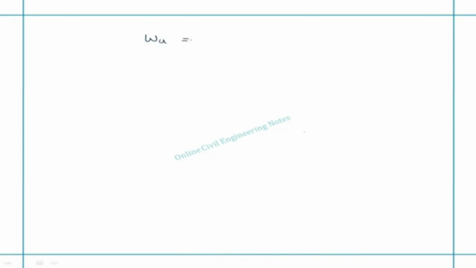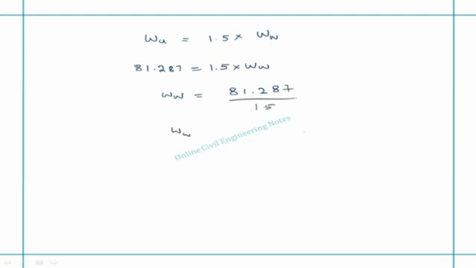WU is equal to factor of safety 1.5 into working load. Say working load WW. 81.287 is equal to 1.5 into WW. WW is equal to 81.287 divided by 1.5. WW is equal to 54.12 kilonewton per meter. So it is total load, that is including the self weight.